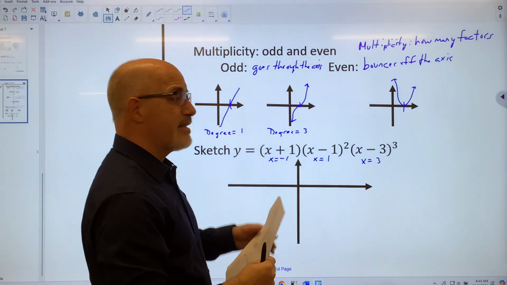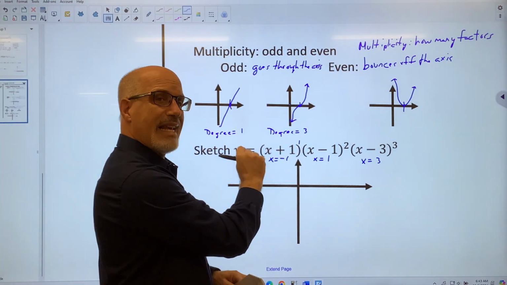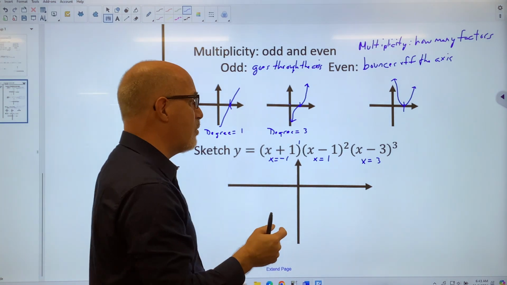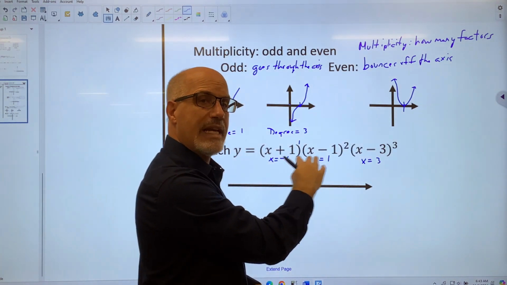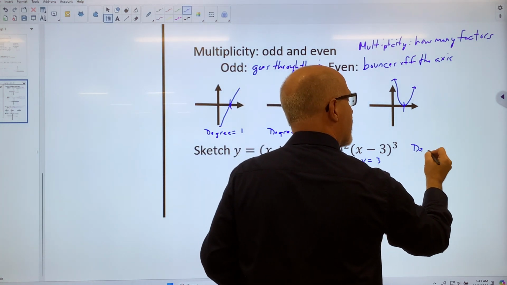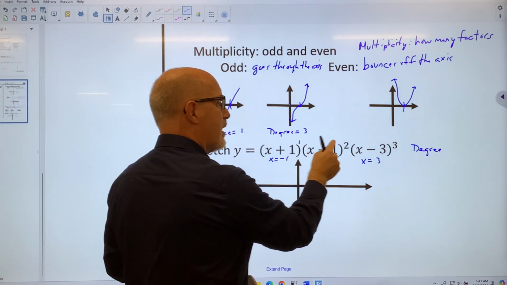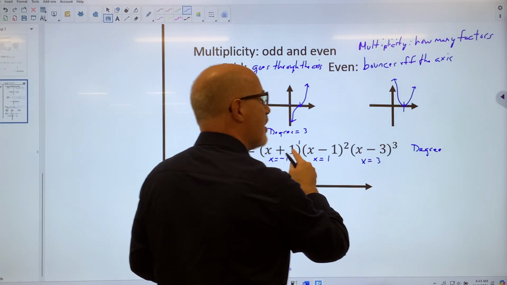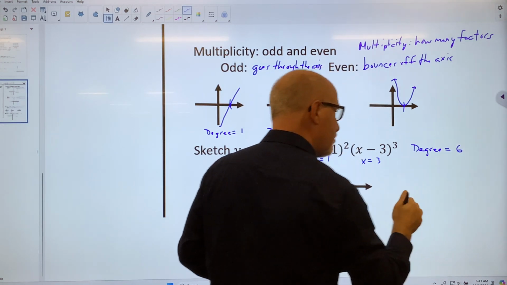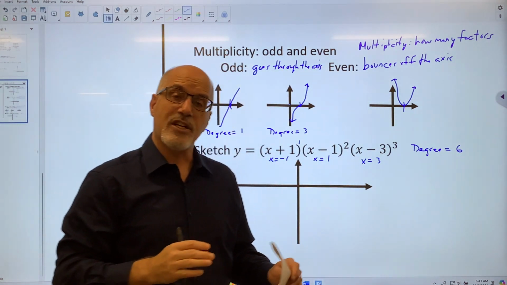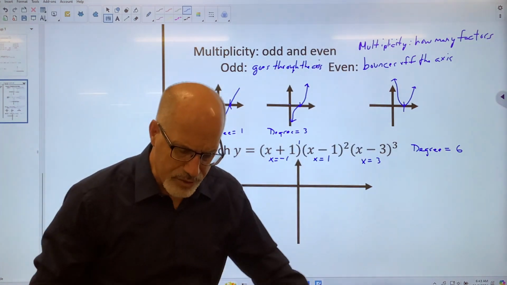Now, let's talk about this, and I'll put this here. So when there's not an exponent listed there, remember it's implied to be a 1. So I have a total multiplicity, or total degree, of this polynomial, if I were to multiply it out and do the entire multiplication. I have a 1 plus 2 plus 3, which would give me a total degree here equal to 6. Why that's important is that it tells me it's an even graph, so either both sides are going to go up or both sides go down.